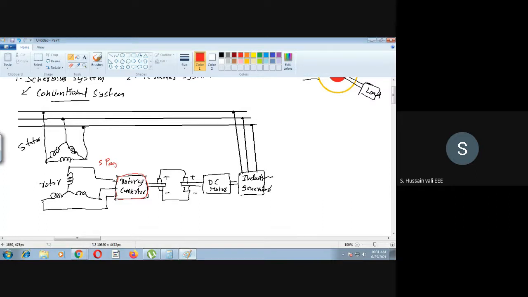Rotary converter, in the sense which converts something like this. That is one example we have seen last class. In the static rotor resistance control, what we did, if you recall, is that the rotor terminals were connected to a rectifier. Just recall that you connected a rectifier so that AC will be converted into DC.